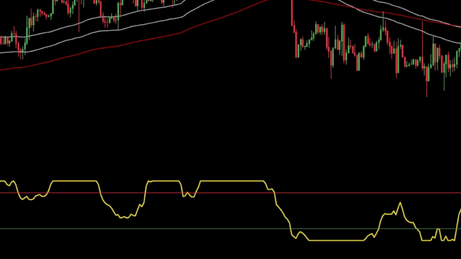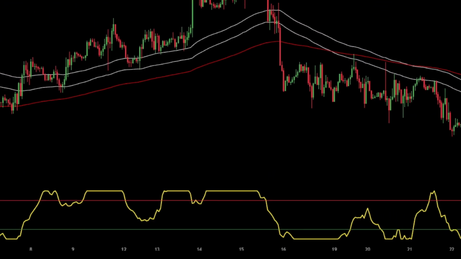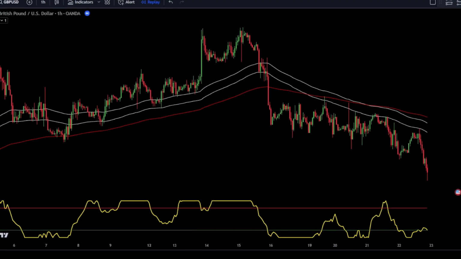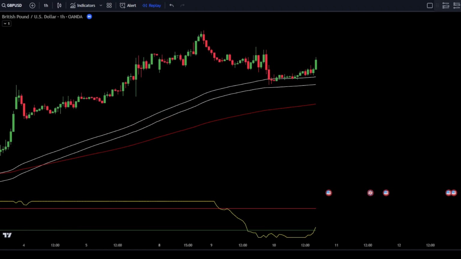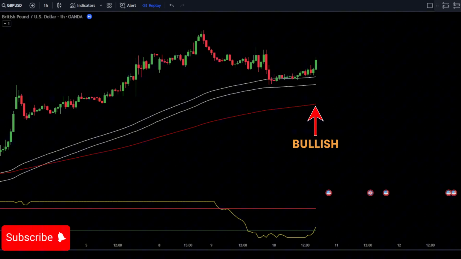Now, let's discuss in more detail how to place buy and sell entries using this pullback trading strategy. How to place a buy entry. If the 100 EMA line is above the 200 EMA line, this indicates a bullish trend. In this situation, you should only focus on finding the best point to place a buy entry.